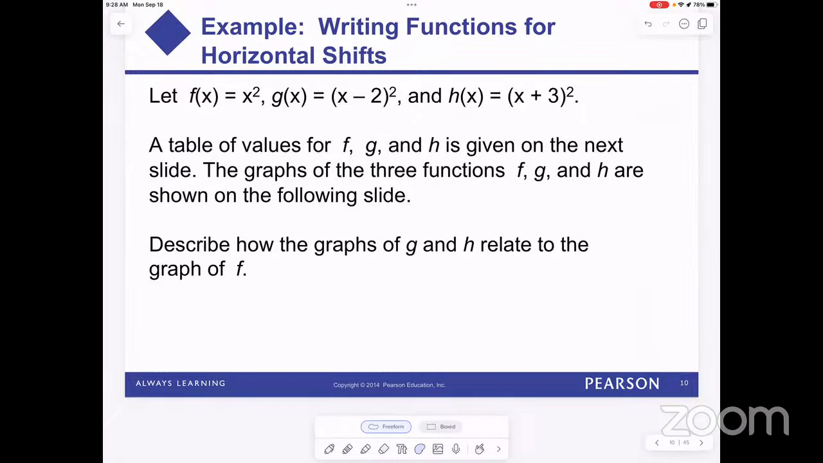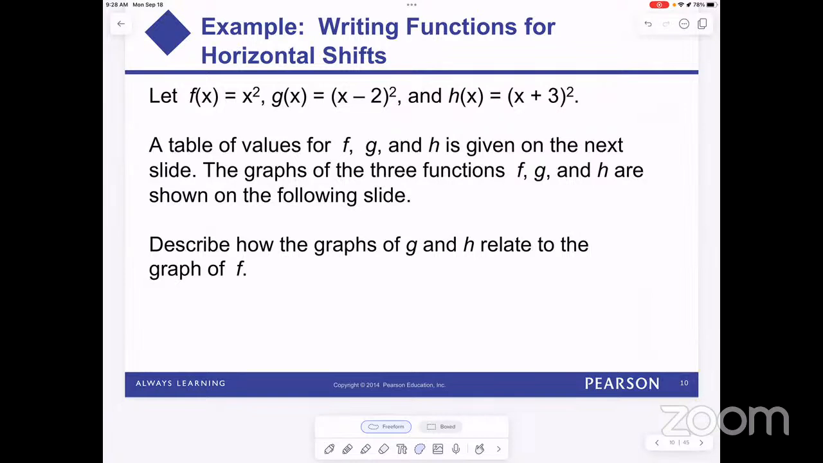So let f of x be x squared. We just talked about this one a moment ago, right? We know the basic shape of that. And now we're going to subtract a positive on the inside and add a positive on the inside. We're going to see how these inside manipulations affect our graph. A table of values for f, g, and h is given on the next slide. The graphs of the three functions f, g, and h are shown on the following slide. Describe how the graphs of g and h relate to the graph of f.